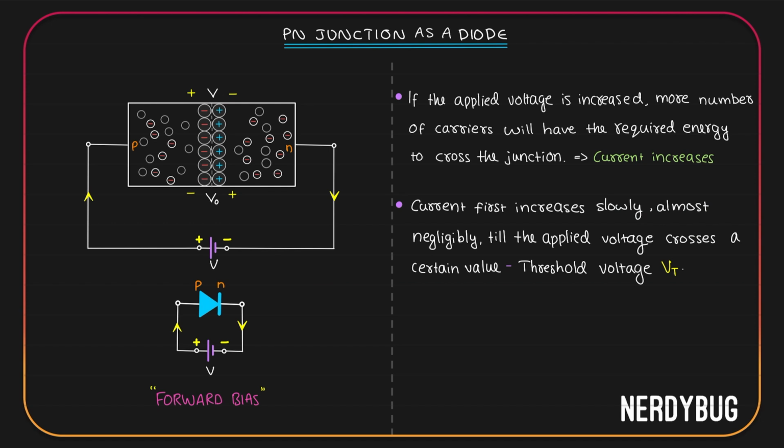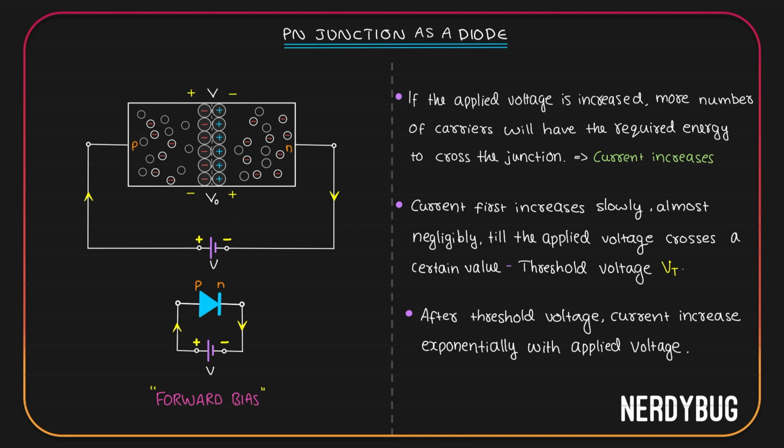For practical diodes, the current first increases very slowly, almost negligibly, till the applied voltage crosses a certain value. The minimum voltage we have to apply so that we can see an increase in the current is called the threshold voltage. We'll denote it by Vt. After the threshold voltage, if you keep increasing the applied voltage, the current will increase exponentially.